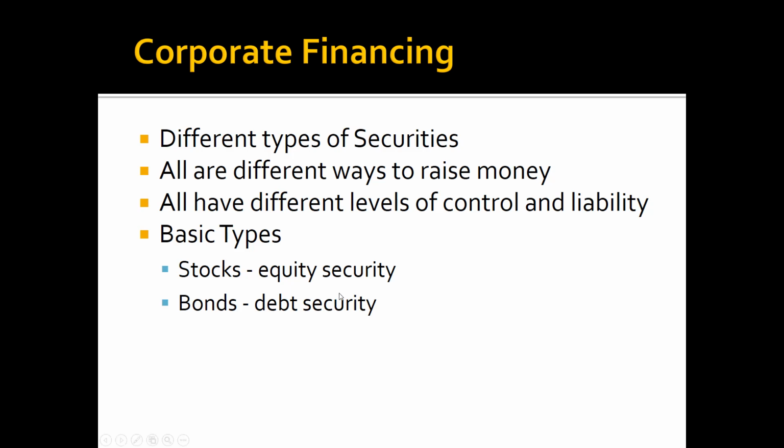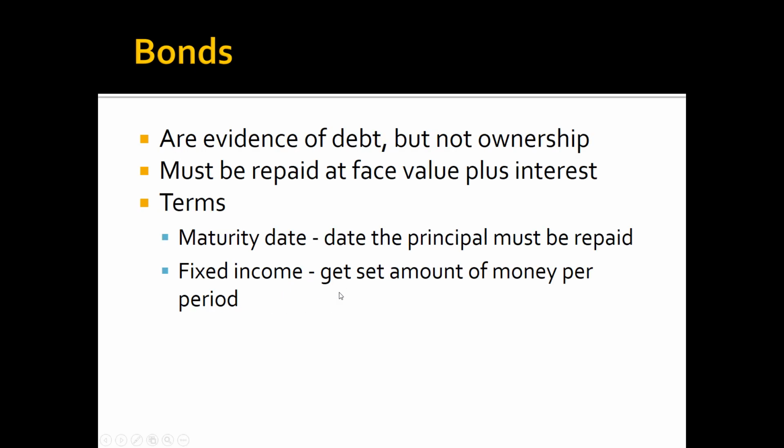So I say that, what is a bond? A bond is evidence of debt, but gives you no ownership. So large corporations, Microsoft, IBM, Walmart, issue corporate bonds. And what they do is they say, we promise we will repay the money we're borrowing from you at a later date. We're going to pay this income percentage. So you repay it at face value plus whatever interest. There's going to be a maturity date when you get your principal back. Sometimes there's fixed income, which is the amount of money you get per period.